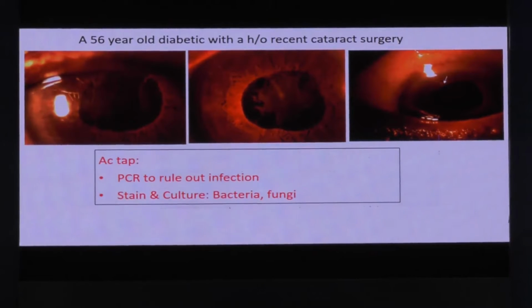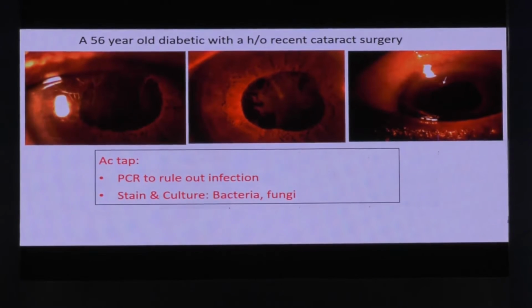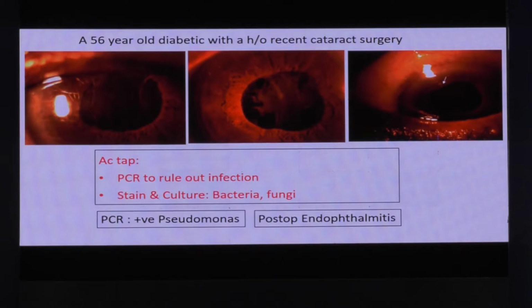And so these are cases which need to be tapped, and the fluid, we normally send it for PCR to rule out infection. And usually the stain and cultures are negative, but we do send them as a routine in these cases. And this case turned out to be positive for Pseudomonas, and we were dealing with a patient with post-op endophthalmitis.